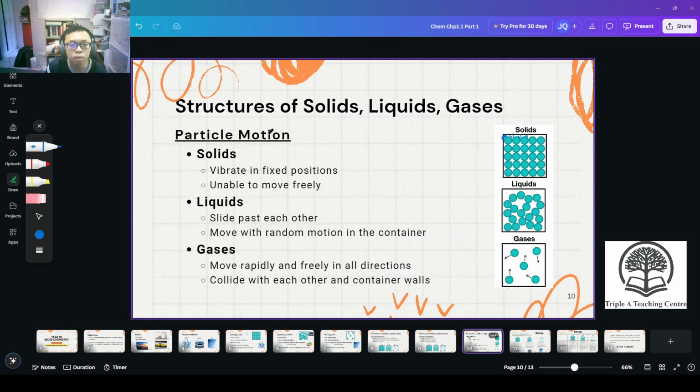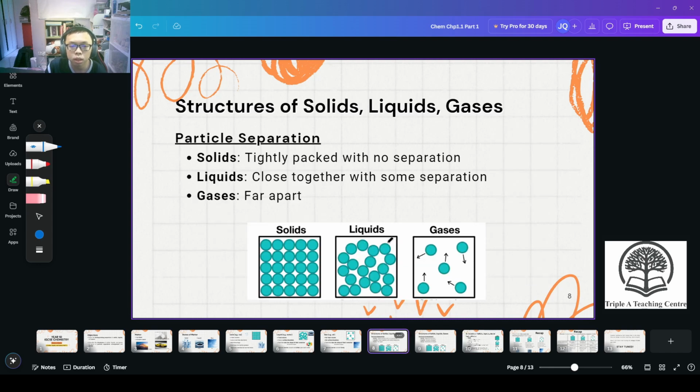And in terms of particle motion, how they move. Like solid, can the particles move? Liquid, can they move also? A bit. Gases, can they move also? Yeah, very random. So we need to know all this in terms of words.